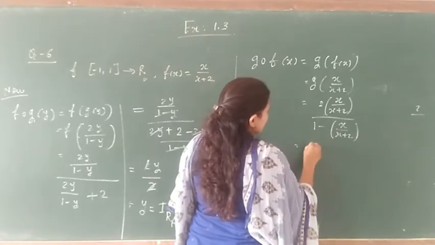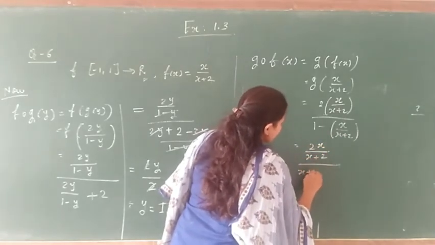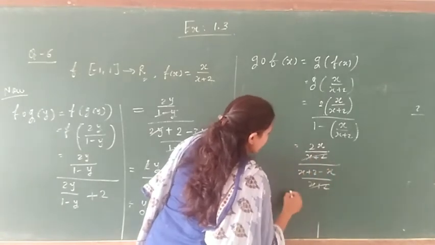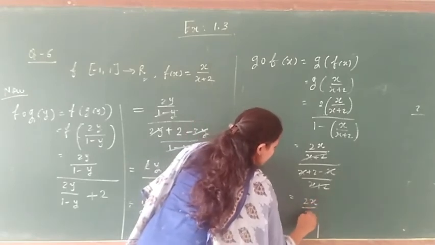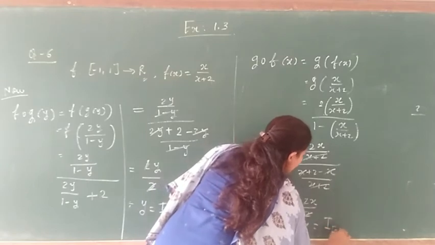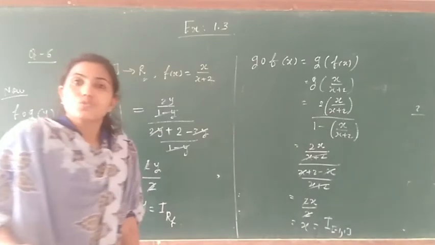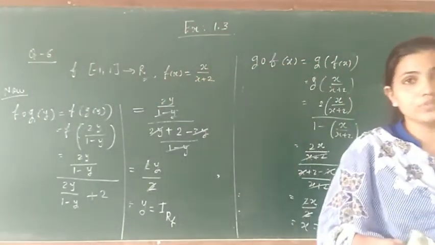Just simplify it. So 2x upon x plus 2, upon x plus 2 minus x upon x plus 2. x plus 2 and x plus 2 cancel. x and minus x cancel. 2x upon 2, 2 cancels, that is x. And this is the identity on the closed interval minus 1 to plus 1. So what we have shown is that first f is 1-1.